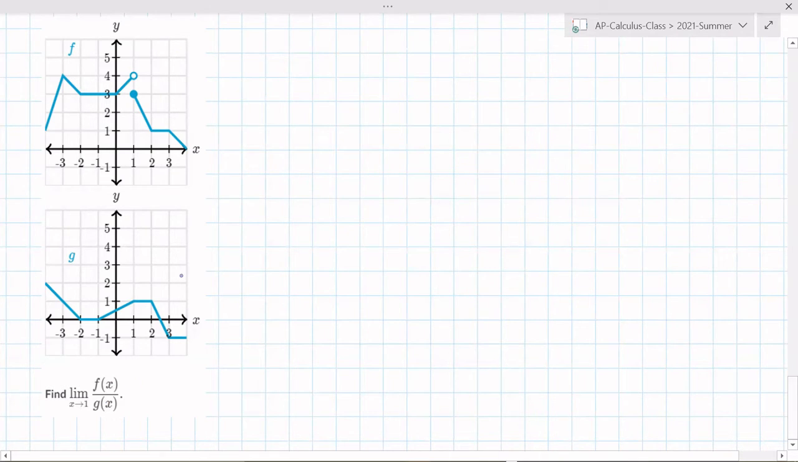So what's the limit of f at 1, approaching 1? It has to be the same from both sides. Otherwise, the limit does not exist. So this does not exist. If one of them does not exist, then the whole limit does not exist. Right? Or undefined, you can say undefined also.